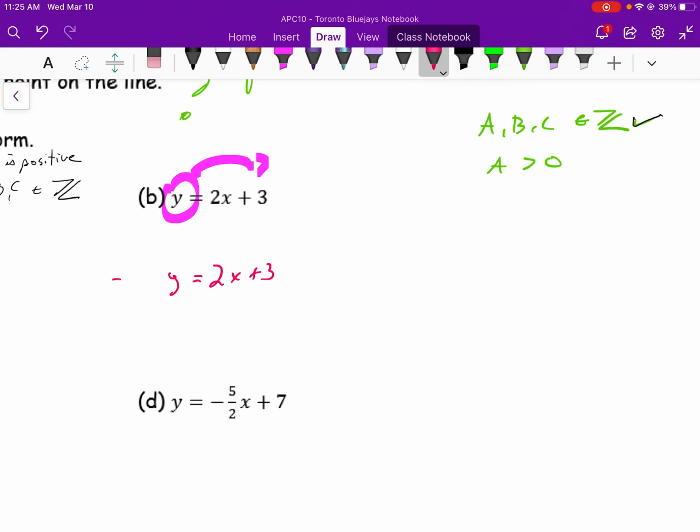So y. So I'm just going to subtract y to this side, and subtract y to this side. And what I get is 0 is equal to 2x minus y plus 3. And believe it or not, that is standard form. One side is equal to 0. You may not like this, so you can just rewrite it.